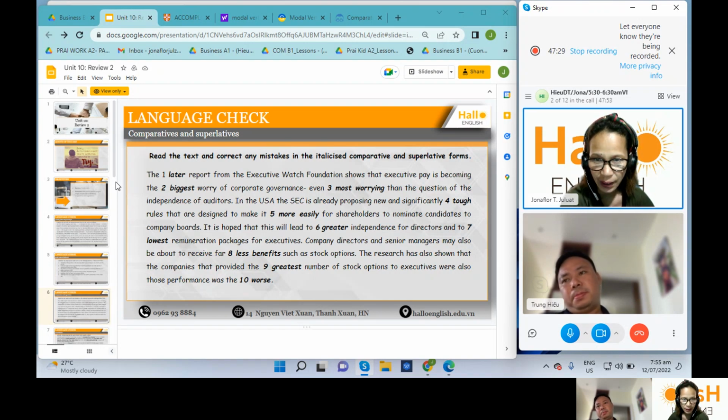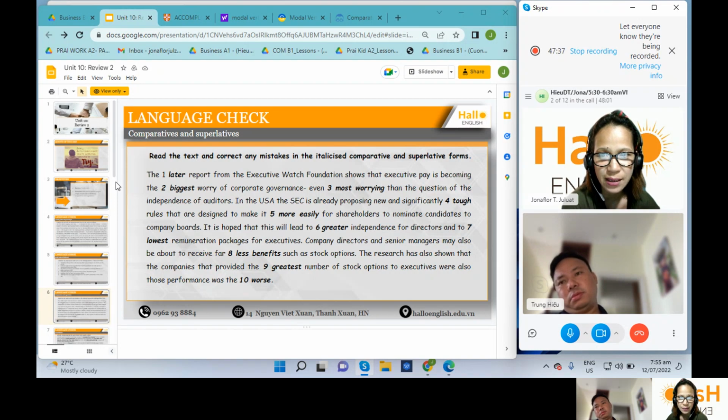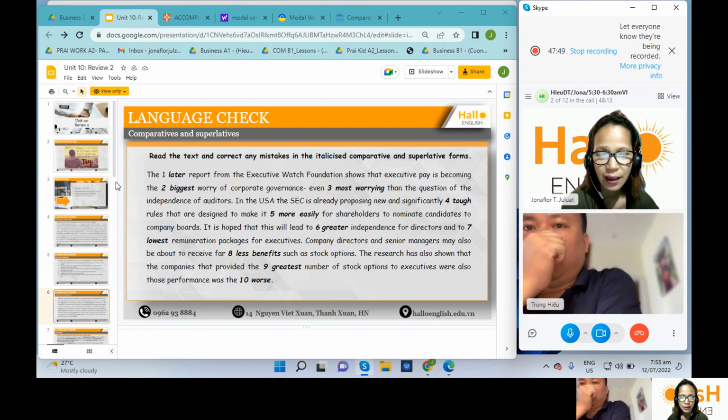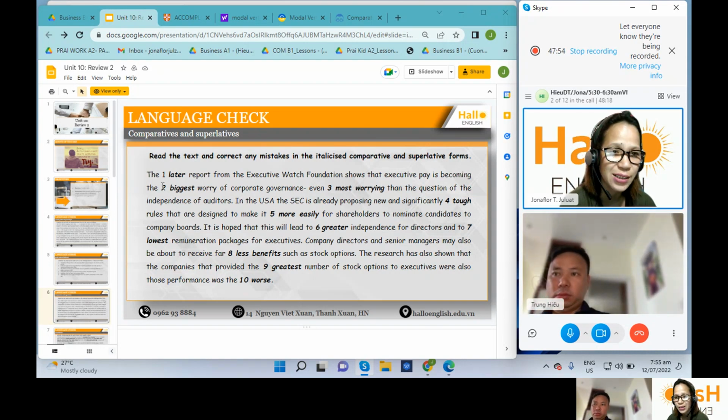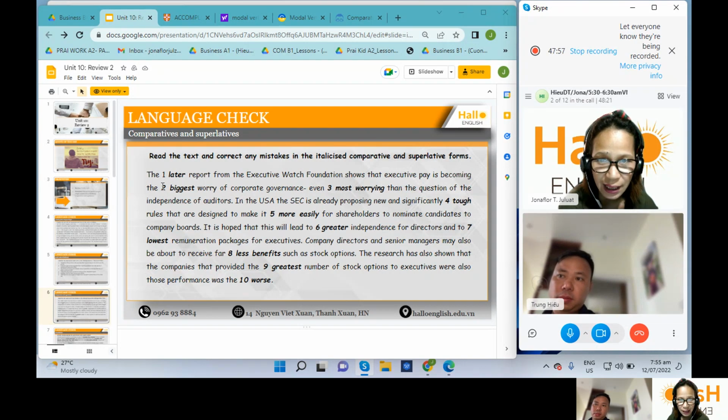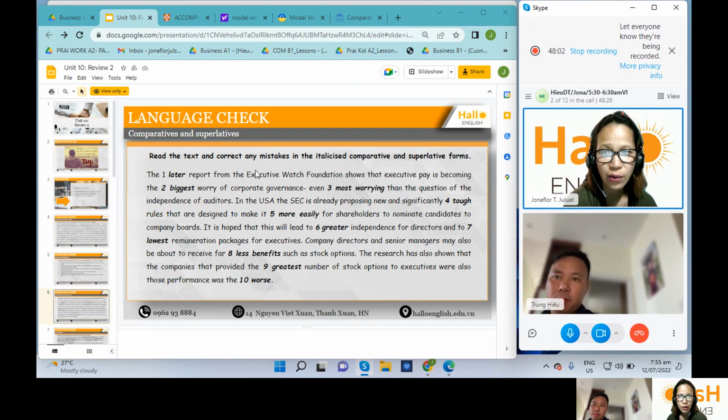Biggest worry for corporate governance, even more worrying than the question of the independence of auditors. I think number two is correct. So number 3 only, we will just change number 3. I think the biggest is correct, and we will just change more worrying. Even more worrying than the questions of the independence of auditors. All right.